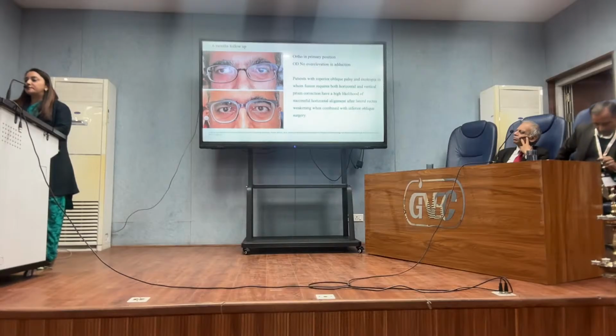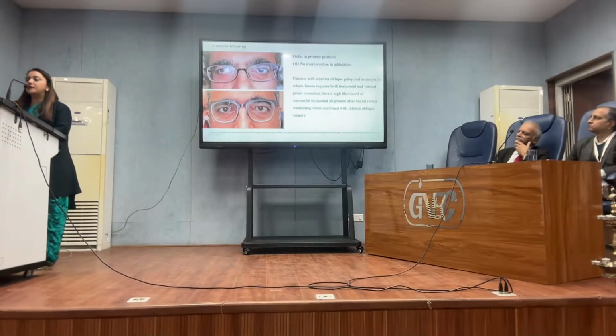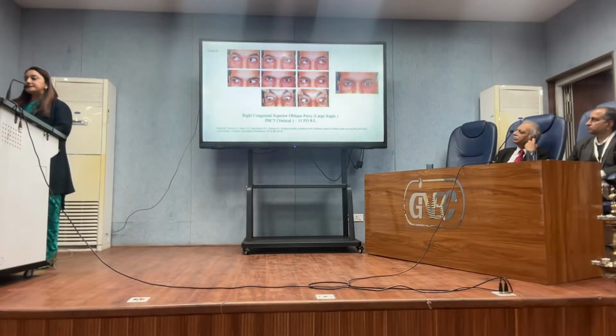So patients with SO palsy and exotropia in whom fusion requires both horizontal and vertical prism correction while we are measuring the deviation, they have a high likelihood of successful horizontal alignment after LR weakening when appropriately combined with the IO weakening surgery. The sixth case was a case of a large congenital superior oblique palsy.